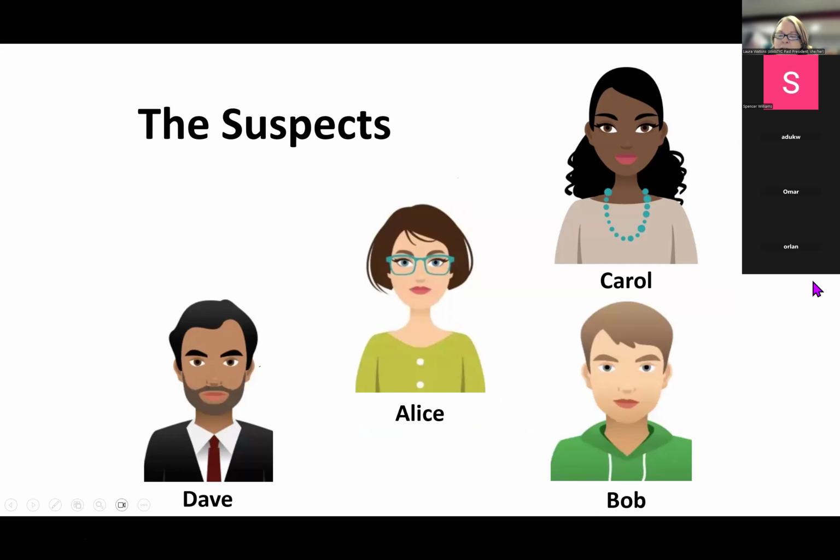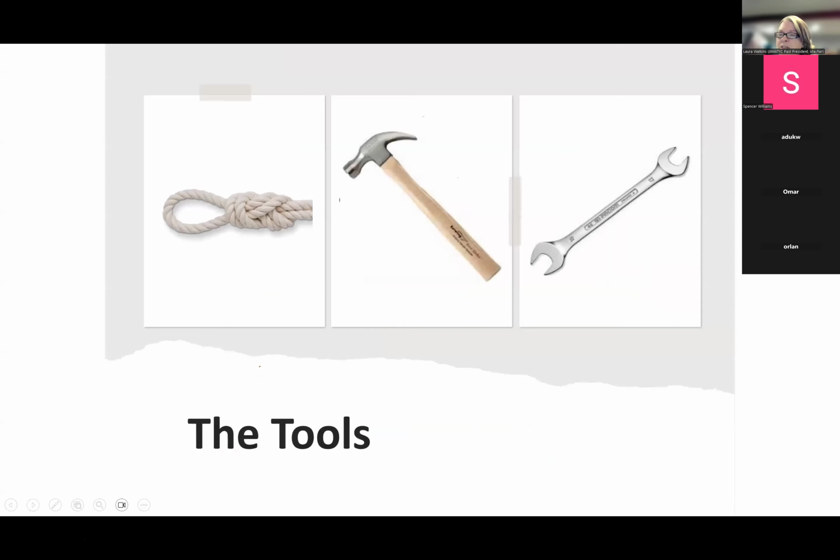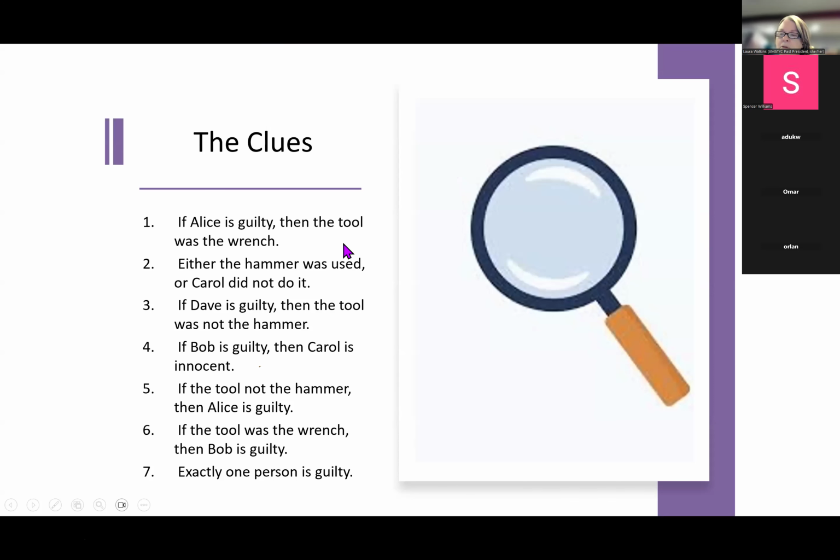And here are our suspects. We've got 4 of them. You can abbreviate them with A, B, C, D. There are tools, and all of this information is in the slides. We have a rope, a hammer, or a wrench that was used to break in and steal the coconuts. Here are the clues. The clues are in the slides, so I'm not going to read those to you.